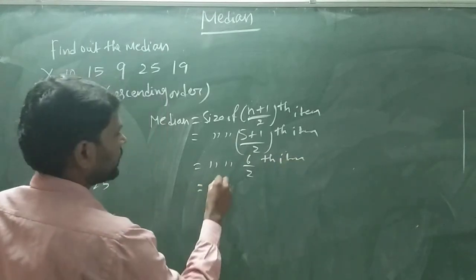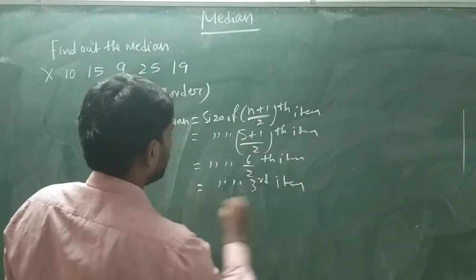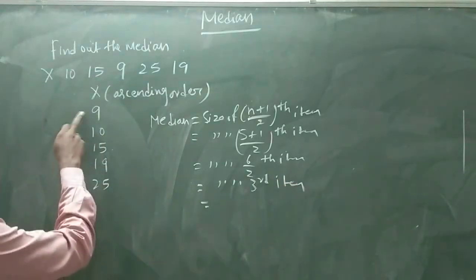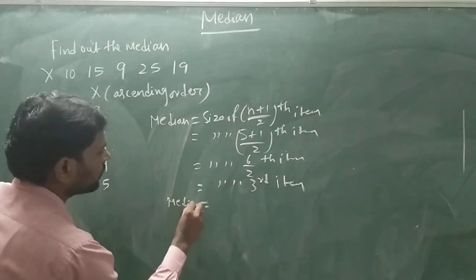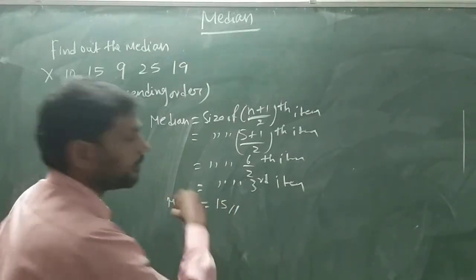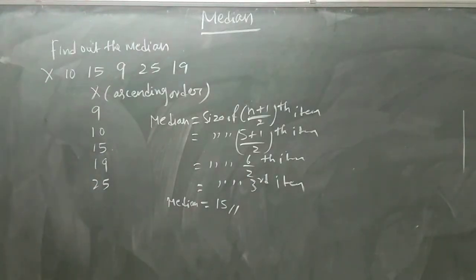6 by 2th item is size of third item. So the third item in this data, 1, 2, 3, is 15. The median value is 15. So this is the odd values case.